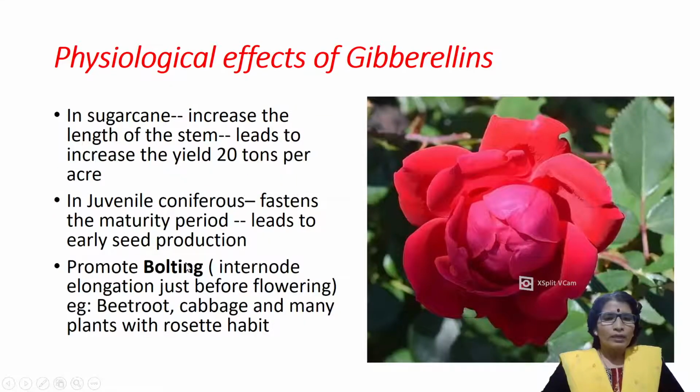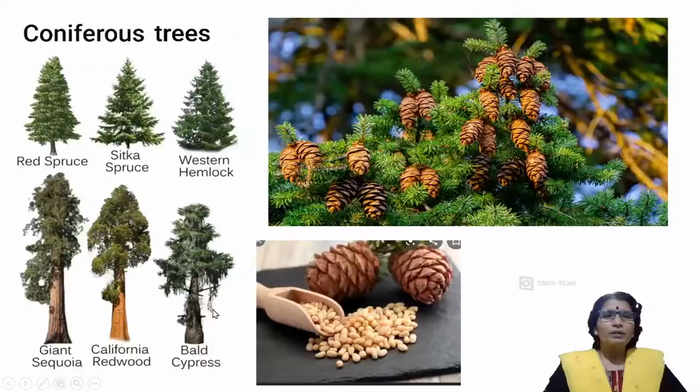Gibberellins promote bolting. Bolting means internode elongation just before flowering. The bolting is most common in beetroot, cabbage, and many plants with rosette habit. Rosette habit means in the rose flower, you can see the circular compact arrangement of many large petals. This arrangement is most common in rose flower. That is why to this arrangement, rosette habit name has been given. This rosette habit is common in beetroot, cabbage, and so many plants. In cabbage, you can see clearly the rosette habit.